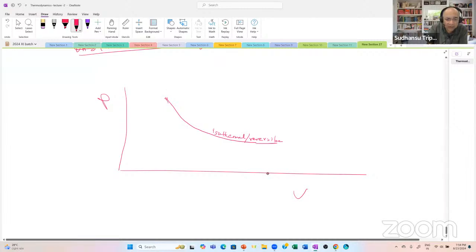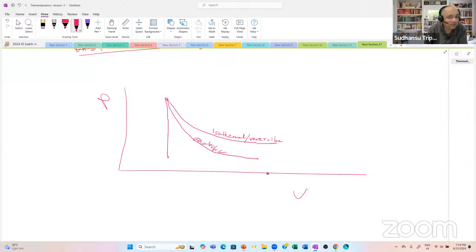And always the adiabatic graph will be falling below the isothermal graph. This is the adiabatic graph, and I will ask you why. And of course, when the volume remains constant, the graph will just look vertical. It will be an isochoric or isovolumic change, not expansion. But these two are expansion.